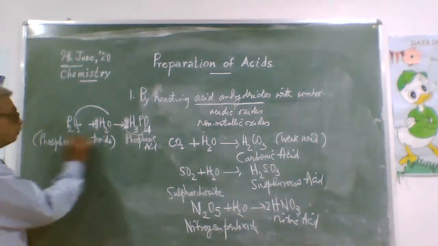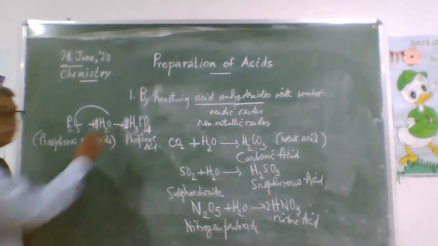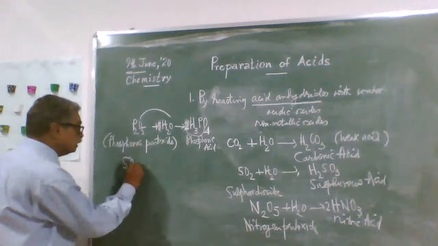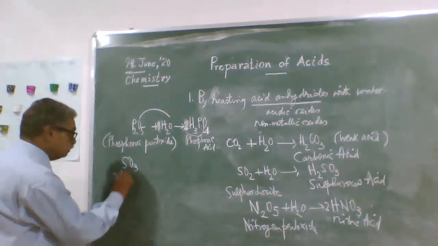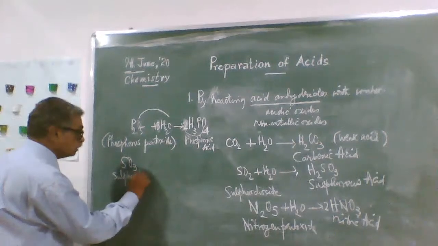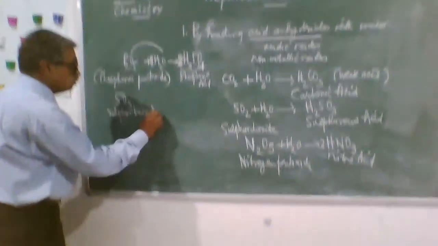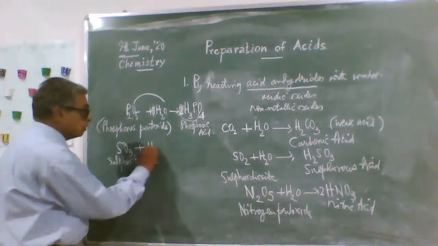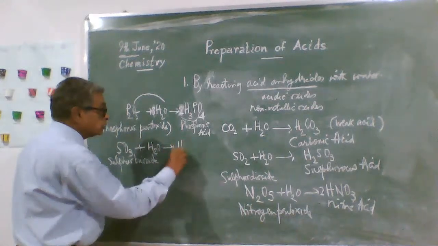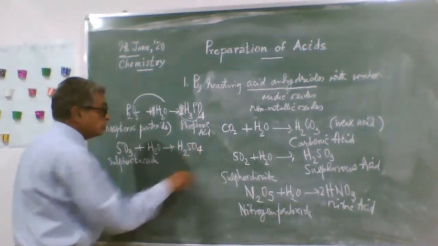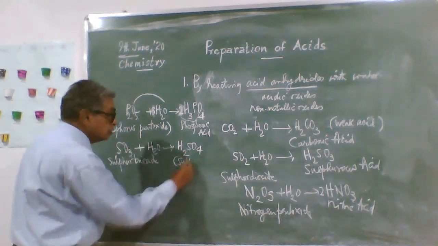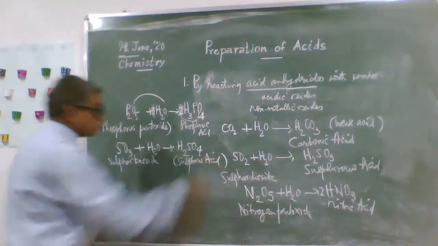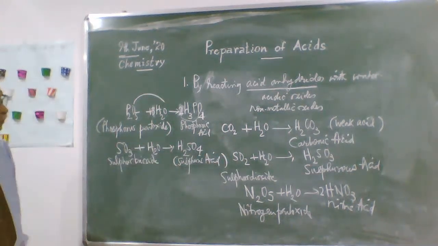So P2O5 in water gives phosphoric acid. Similar ones are others also. SO3 is sulfur trioxide, and with water it gives H2SO4. This is sulfuric acid. Sulfur trioxide in water gives sulfuric acid.